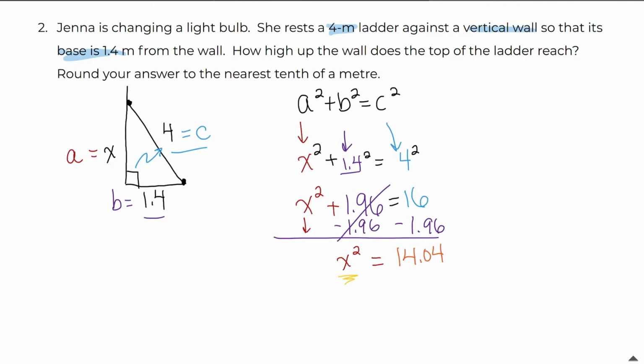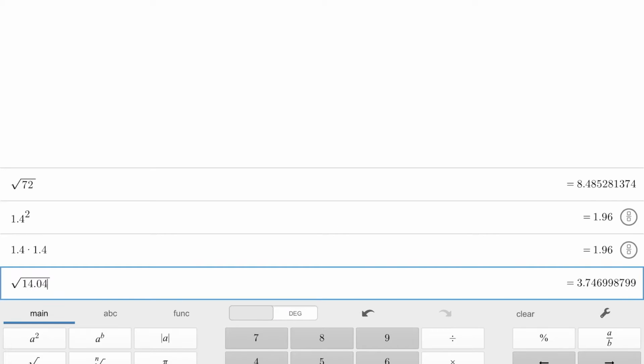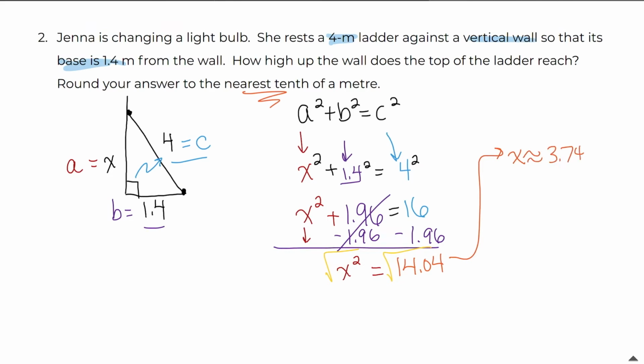Now that I've gotten x squared on one side and a single number on the other side, I'm allowed to square root. So I'm going to square root on both sides, and I end up getting x equals, and we want to round this to the nearest tenth. Let's type in the square root of 14.04 into the calculator and see what we get. So I end up getting this crazy decimal, 3.74699. So when I round this to the nearest tenth right here, here's my tenths place, and because there's a 4 after the tenths place, the 7 stays as is. So the ladder reaches a height of 3.7 meters.